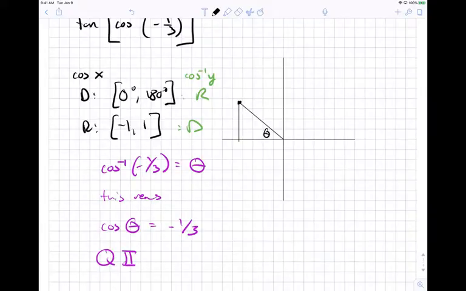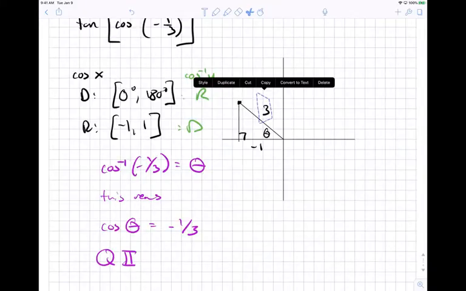So here's a negative 1, here's a 3. So then what's the hypotenuse? I think it's going to be the square root of 10. I did it wrong? Okay, adjacent over hypotenuse. So what's the adjacent side here? Sorry, what's the opposite side? How are we going to find that? Okay.